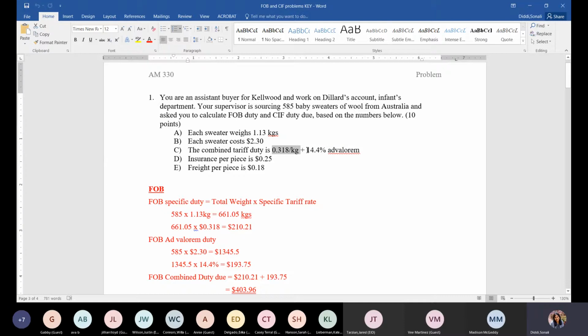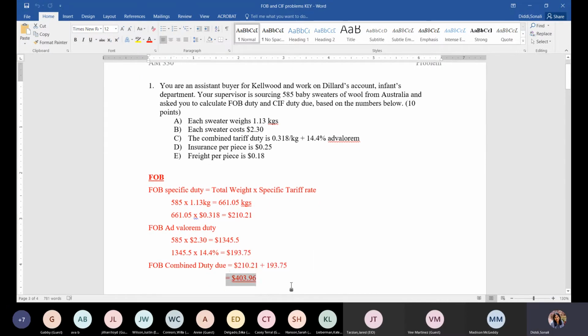So anytime you see a percentage, that's always ad valorem duty. For this question, it was a combined tariff. So the first part was specific and the second part was ad valorem. And then there was insurance and freight, which would be a part of the CIF costing structure. So I think most of you got this right. Let me know if anybody had a different answer, missed any step, or had any other doubt in this particular one.